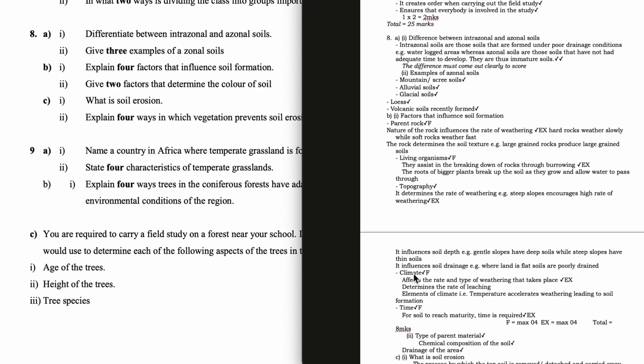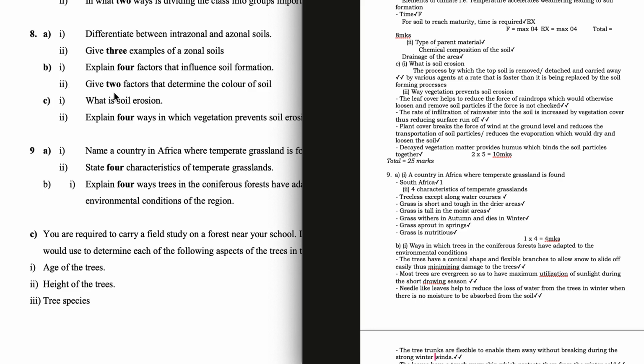Another factor is climate. It affects the rate and type of weathering that takes place. It determines the rate of leaching. Elements of climate, that is temperature, accelerate weathering, leading to soil formation. Another factor is time. For soil to reach maturity, time is required.